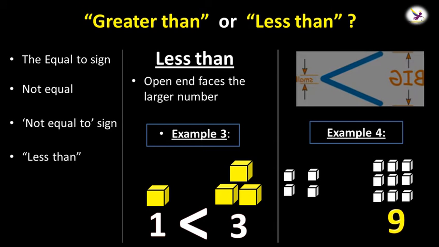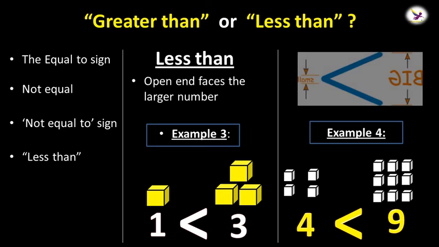And in example 4, we have 4 cubes on the left and 9 on the right. So which sign are we going to use? We know that 4 is less than 9 because we always start reading from the left. So we say 4 is less than 9. Wow guys, thank you. I'm very sure that you caught it.